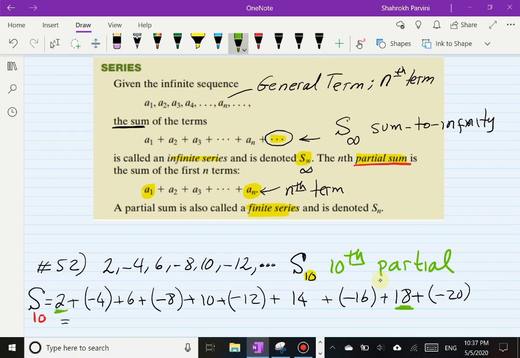18 and 2, that's 20. 14, 6, 20, and 10. So that's 20, 20, 40, and 10, 50, isn't it? That's one way of doing it, or you can use your calculators. I don't like using calculators, so that's why I'm doing it this way.